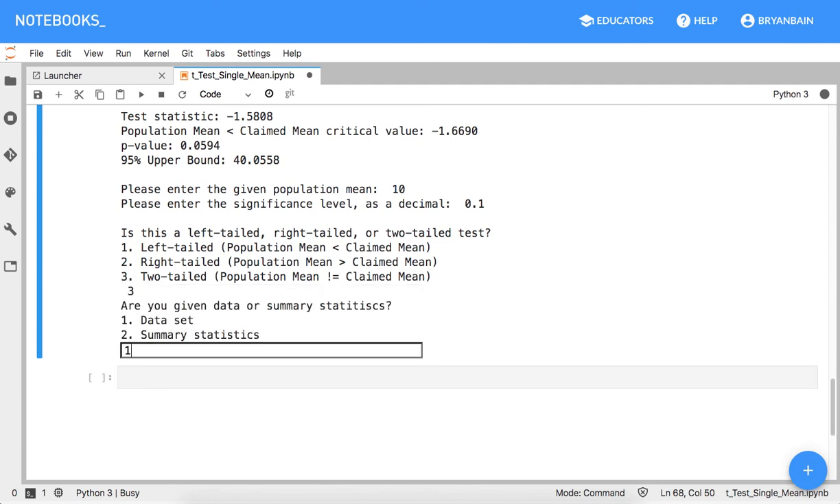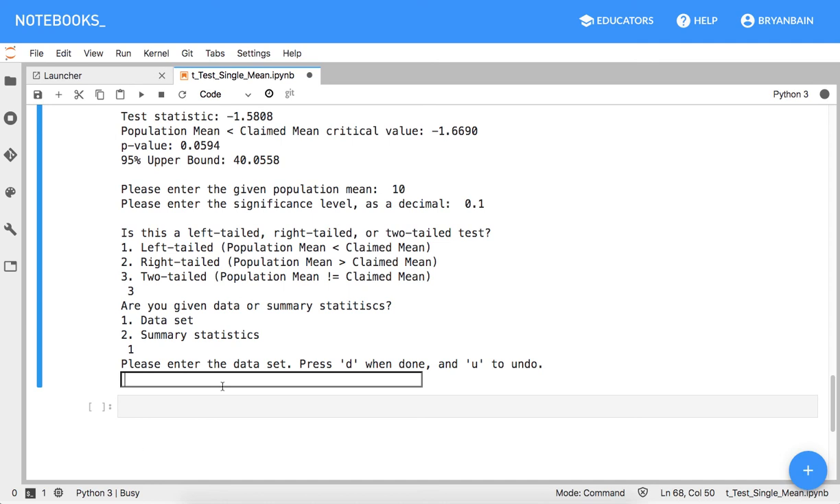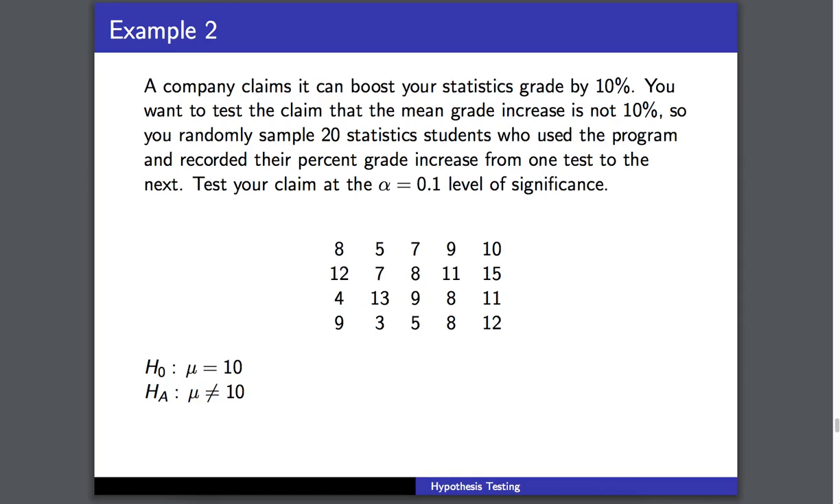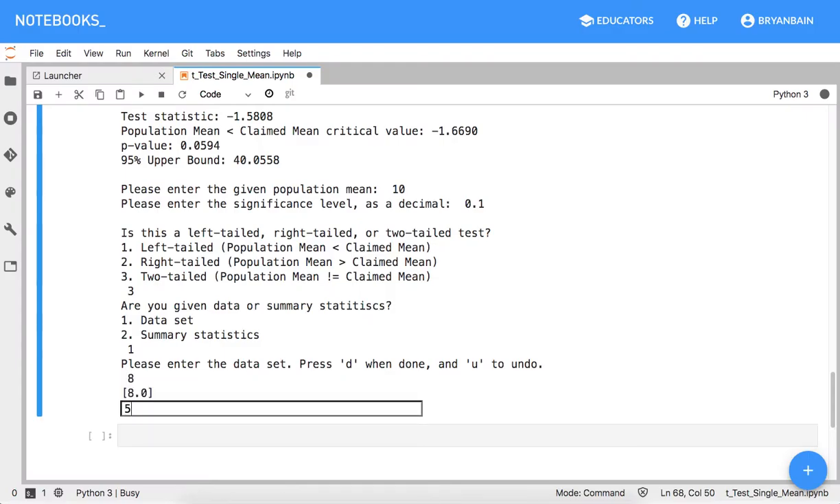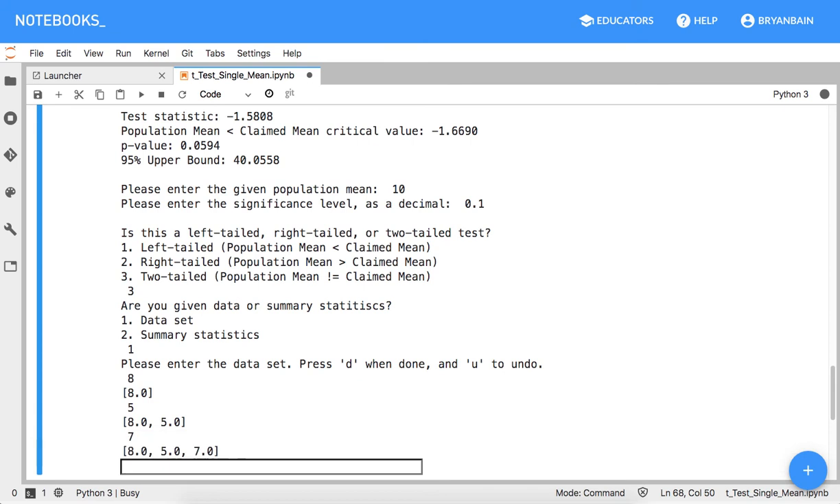And we are given a data set. So we're going to enter in the data set and press D when we're done, and then U to undo. So we enter in a number and then hit enter, and it'll actually show us the data set. So first we have 8, 5, 7, 9, and 10. So we have 8, enter, 5, 7, enter.